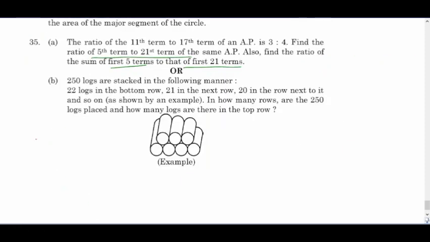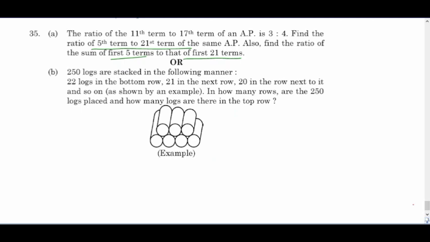Next question: 250 logs are stacked in the following manner. Suppose 22 logs in the bottom row, 21 in the next row, 20 in the third row, like that. In how many rows will 250 logs be complete, and how many logs are there in the top row? Now in the bottom row there are 22, above it there are 21, then third 20.